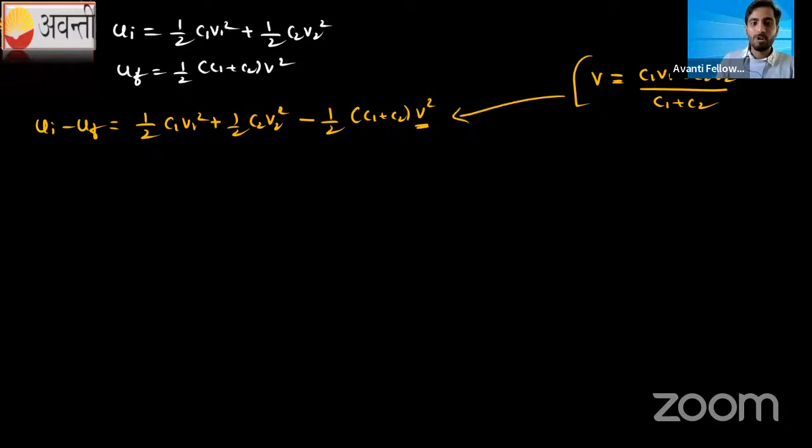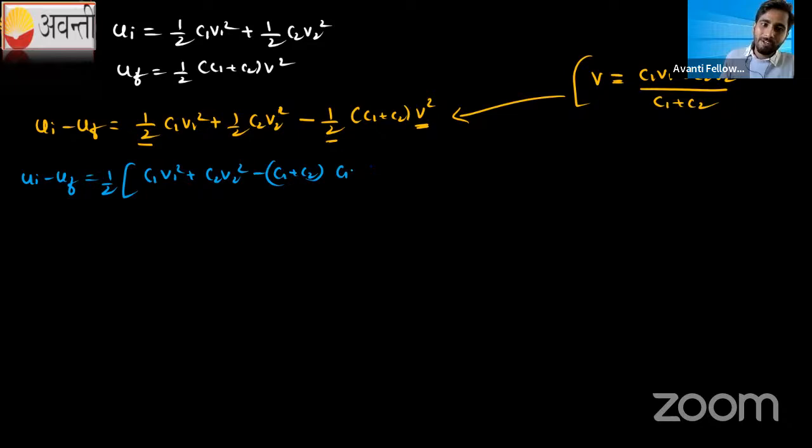इधर substitute करो. Before that guys, देखो इधर 1/2 दोनों टर्म में है. Take that one as common. क्यों चाहिए वो? Correct ना? Then U initial minus U final value will be 1/2. Common ले लिया. C1 V1 square plus C2 V2 square minus इधर C1 plus C2 into V square है. Means C1 V1 plus C2 V2 divided by C1 plus C2 का whole square.